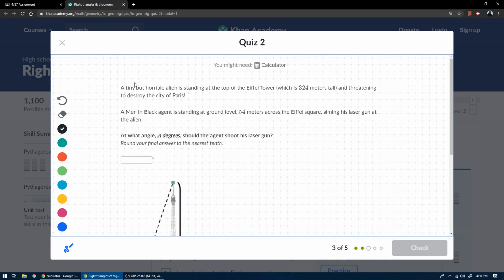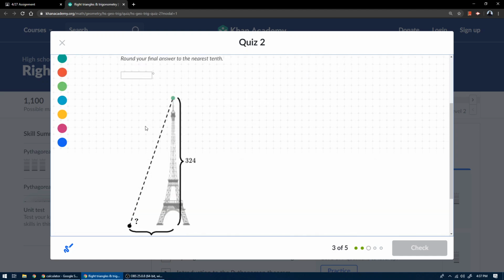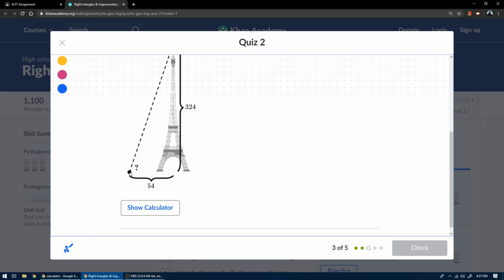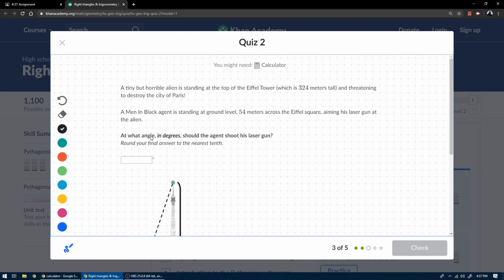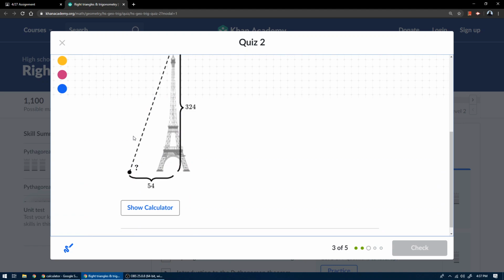A tiny but horrible alien is at the top of the Eiffel Tower, in the city of Paris. So the agent is spotted here, standing 54 meters across, aiming at the alien. Okay, so the agent is 54 meters away. The alien is 324 meters up. What angle should it be? You remember, this looks like the same thing as last time. I know these sides. I don't know the angle, so you need to find out what the angle is.